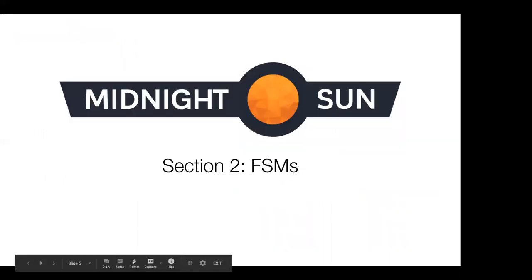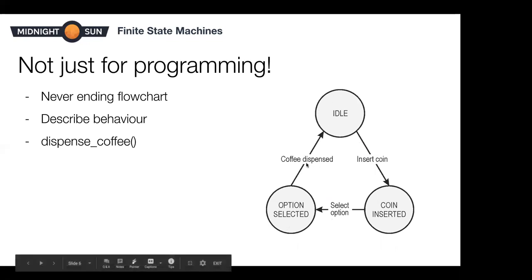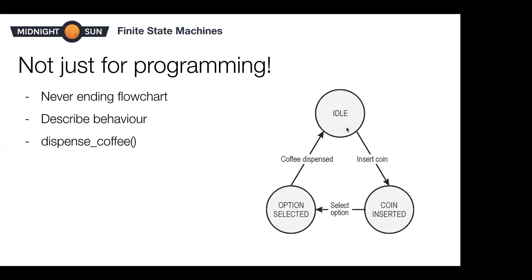Right. So we'll first talk about FSMs. A finite state machine is what it stands for. It is a very useful concept. It helps define system behavior in many different circumstances, and it's not exclusively a programming concept. You can think of an FSM sort of as a never-ending flowchart. The system is always in one of these states represented by a circle, and it transitions between states when something happens. So, insert coin, select option, in this, I guess, a coffee machine example.